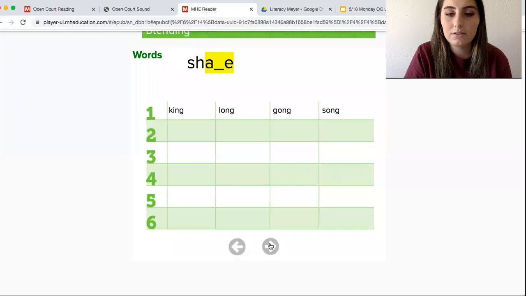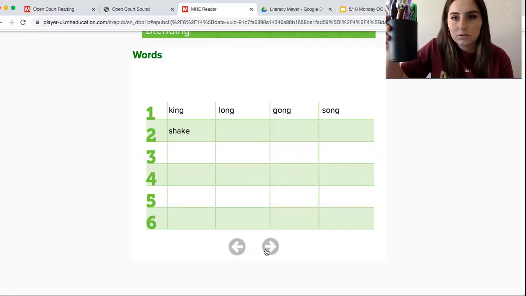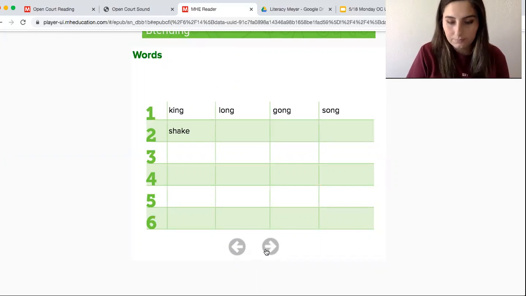A, blend, shay. Blend, shake. What's the word? Shake, like if you shake something.